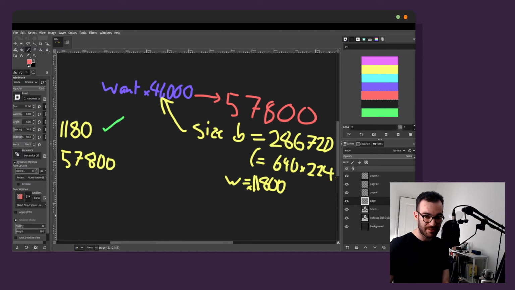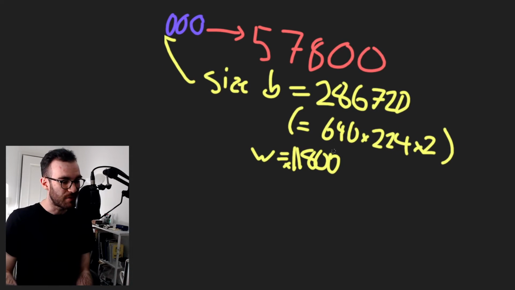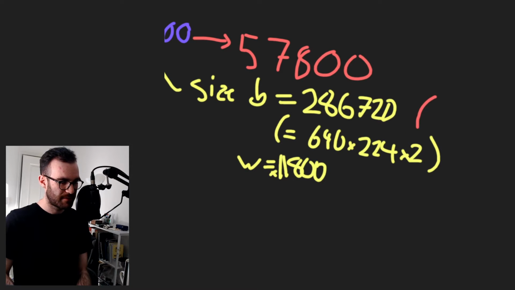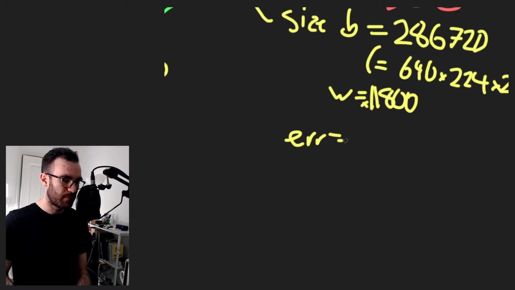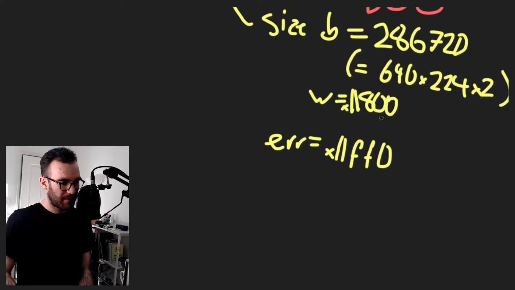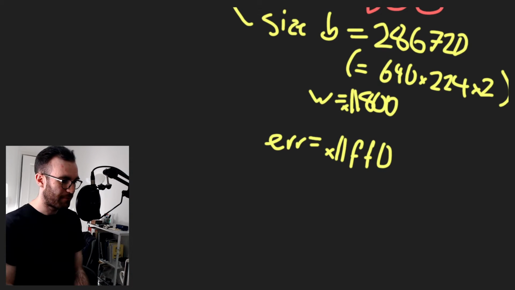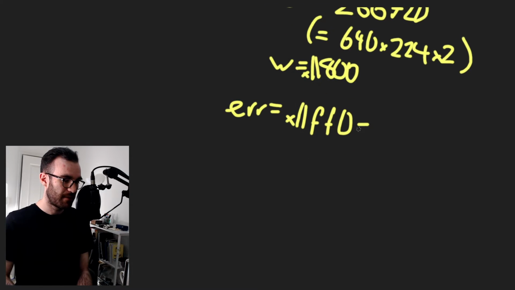So let's write this number down, because this is an important finding. So we think the size should be in hex. No, that's okay. We don't need it in hex. Let's say error equals 11FF0 hex. 11FF0. Okay, now let's divide that number by 4. 11FF0 divided by 4. 47FC.